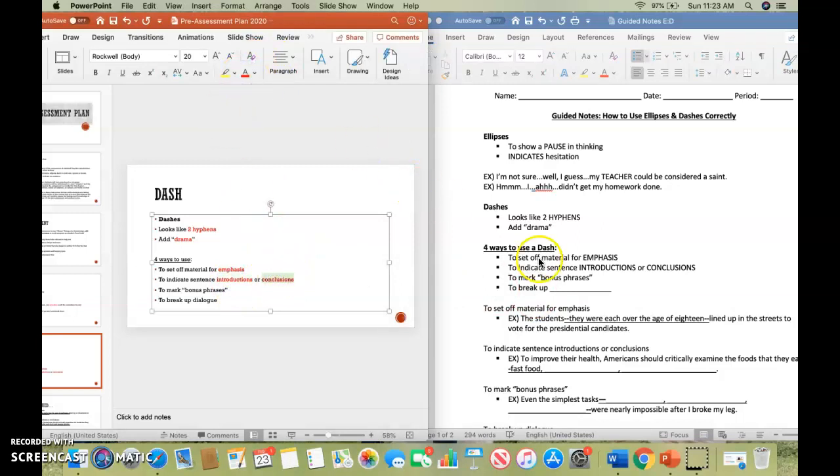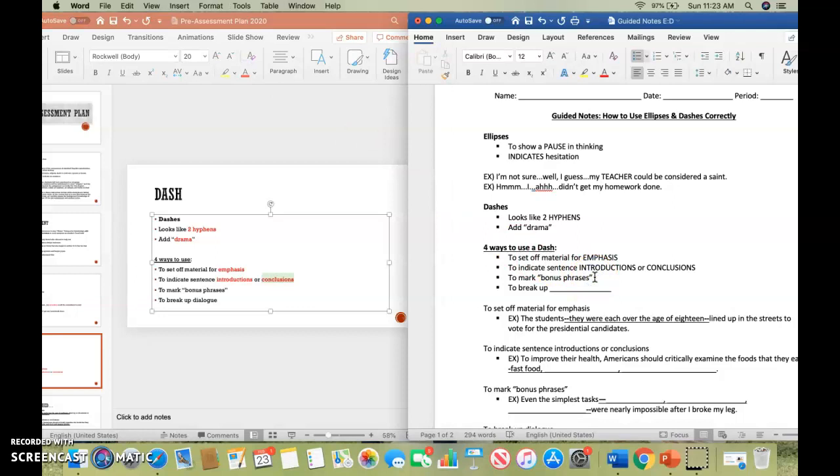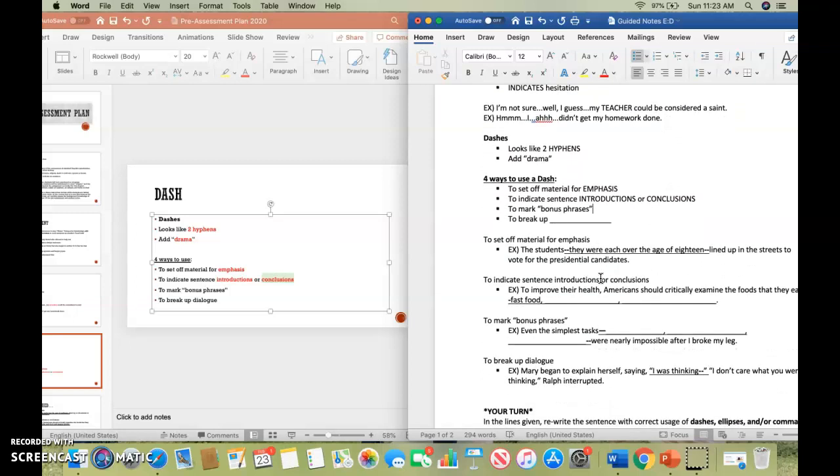We also have to mark a bonus phrase or phrases. Those are pretty fun. That's probably the most common way to use a dash. And I know a lot of you probably did go with option 3 when you put yours in your old chapter. So I really recommend you try something different. Try to do one for emphasis. Try to do one for an intro or a conclusion this time.